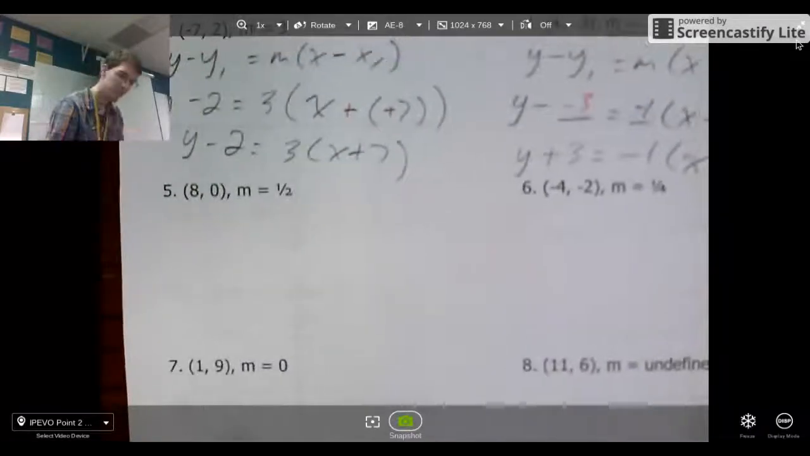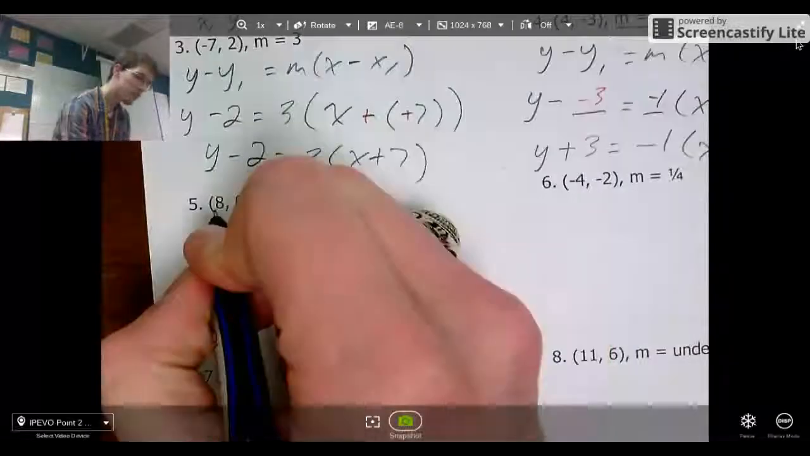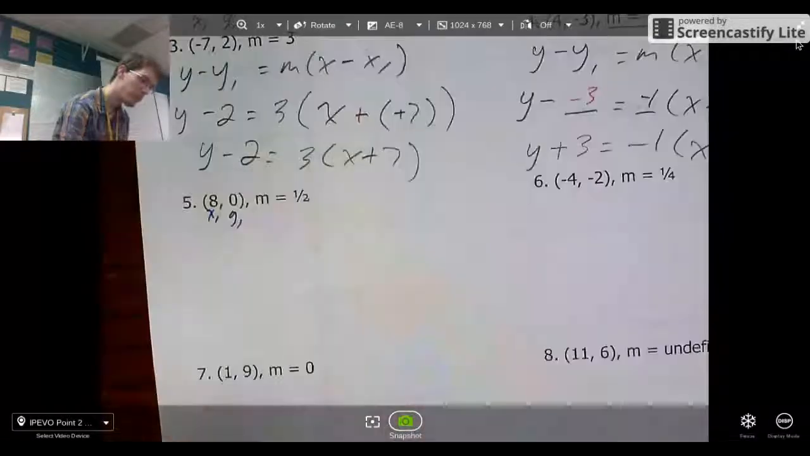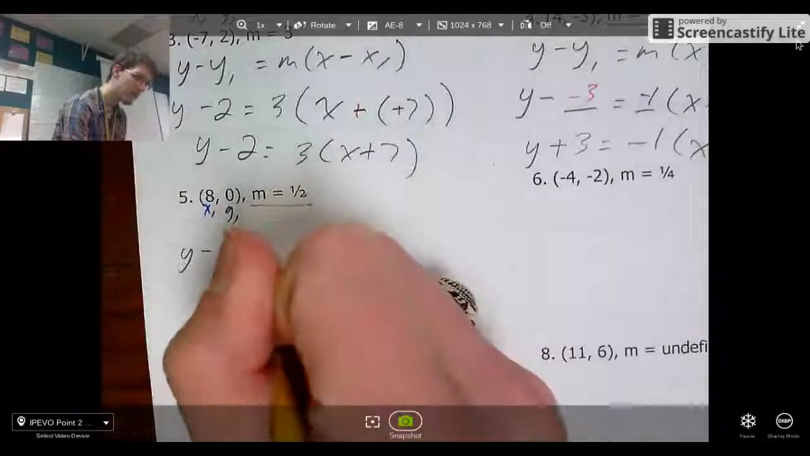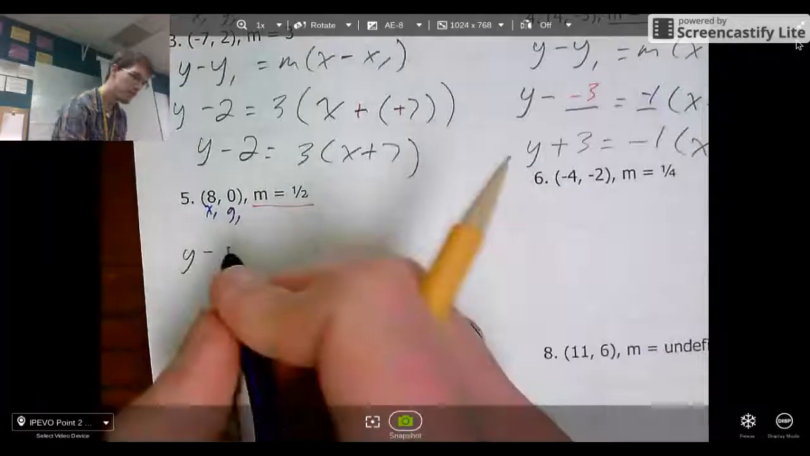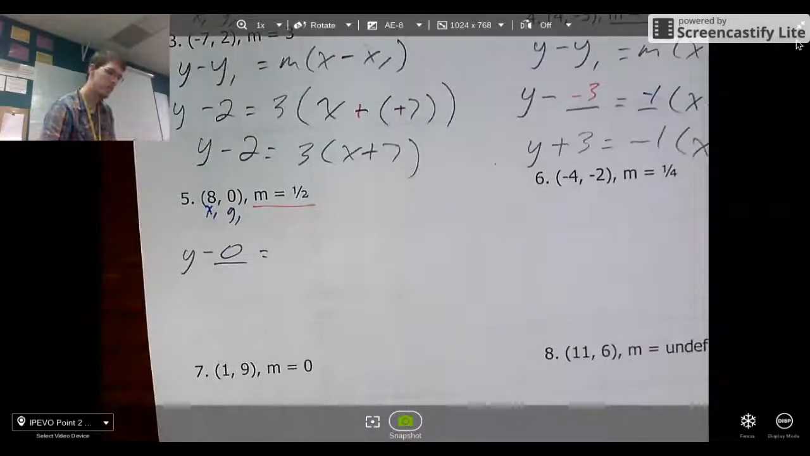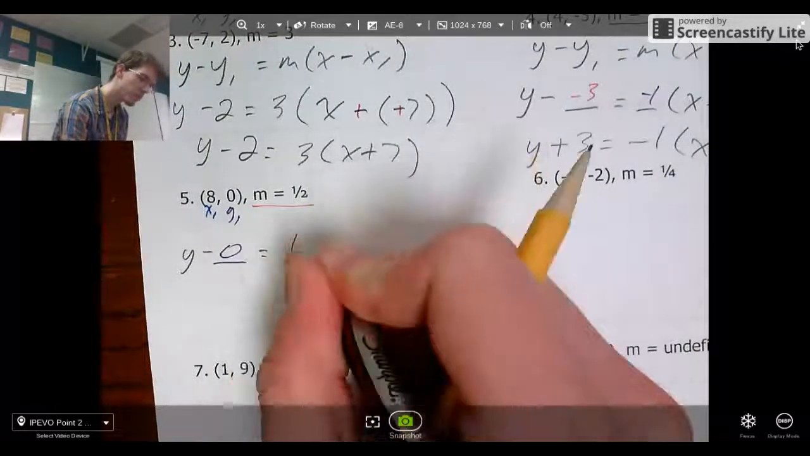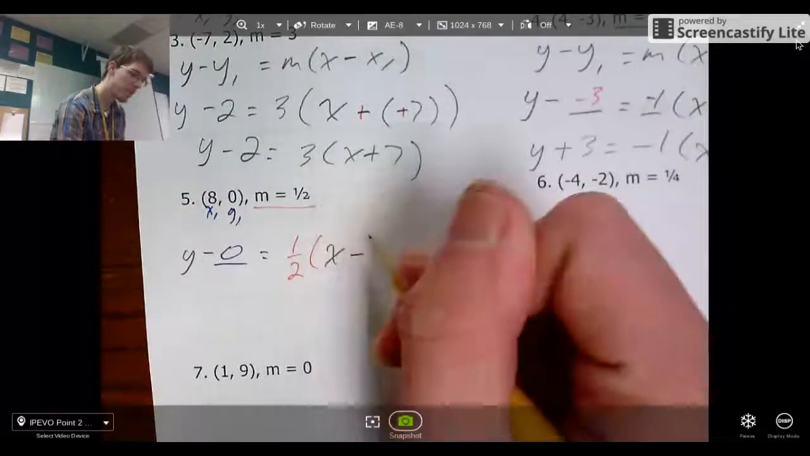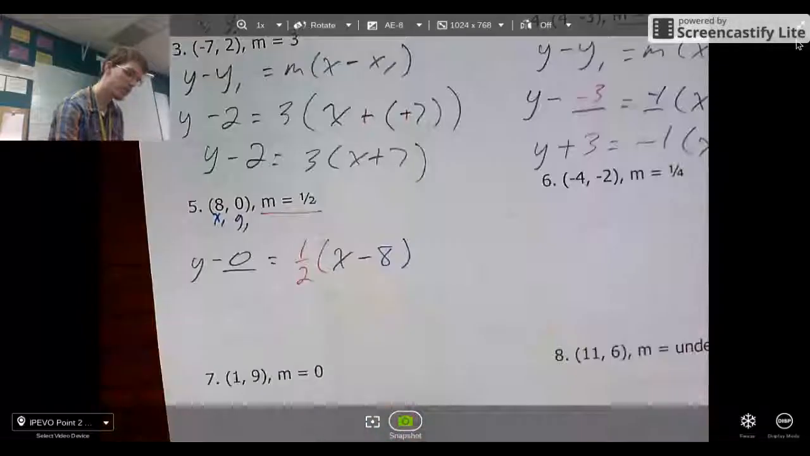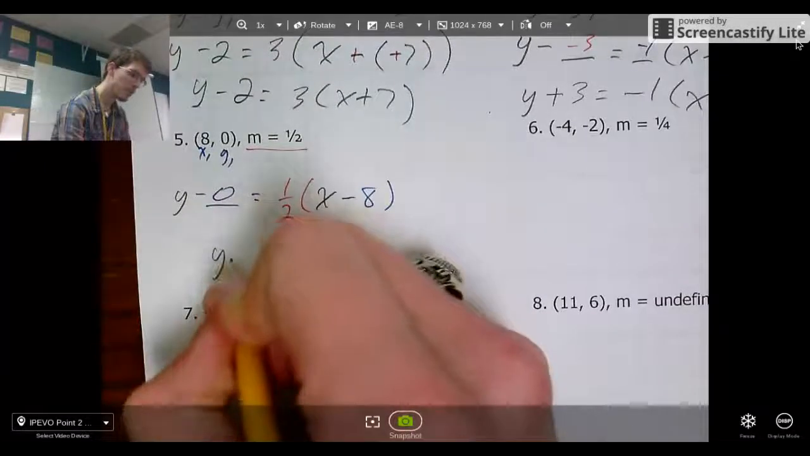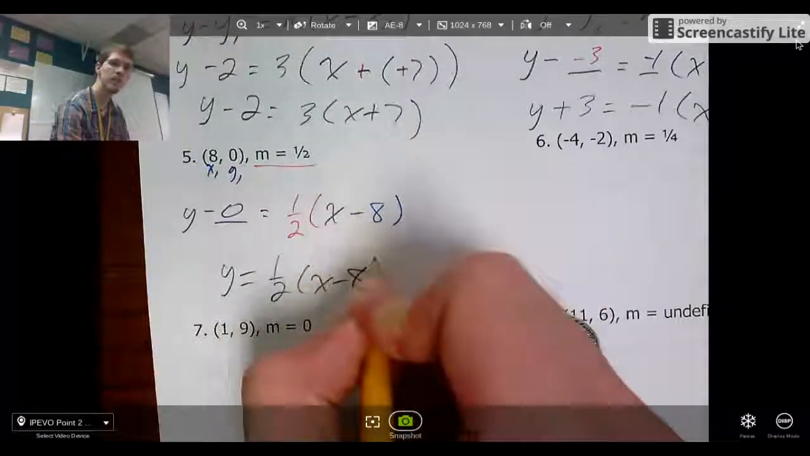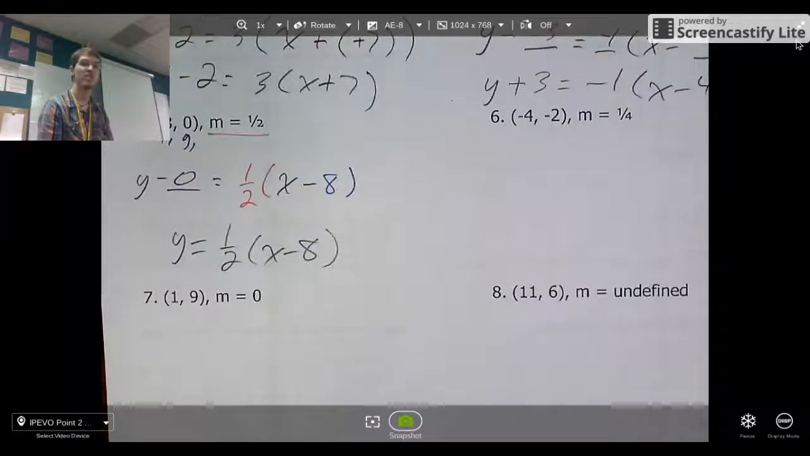Okay, number 5. x1, y1, m. All right, so when I write this out, I'm going to have y minus y1, which I did in purple, equals m times x minus x1, which is 8. Okay, so now you may notice this already, that having that minus 0 right there really isn't necessary. So we can write y equals 1/2 x minus 8. And that's all we're going to have for now.